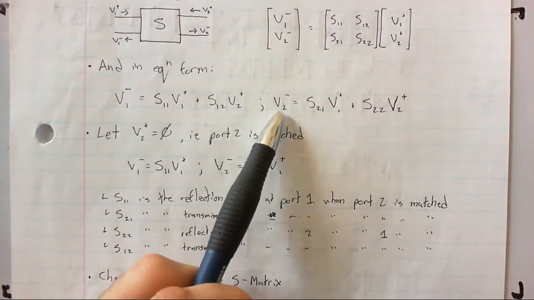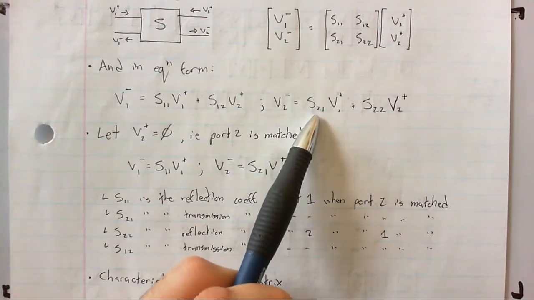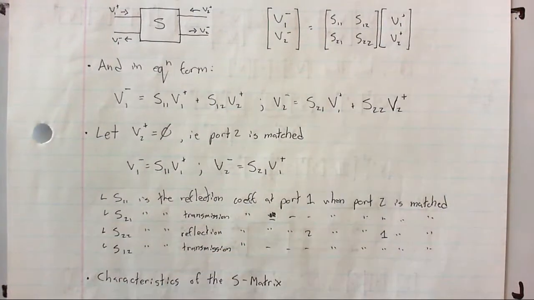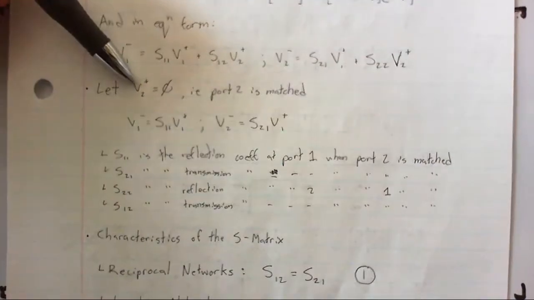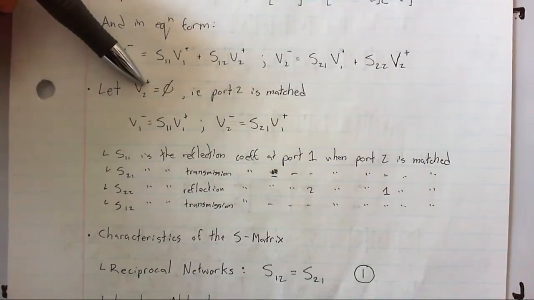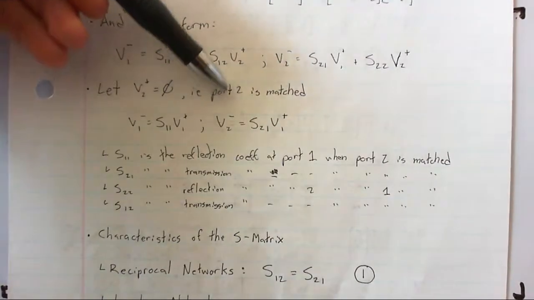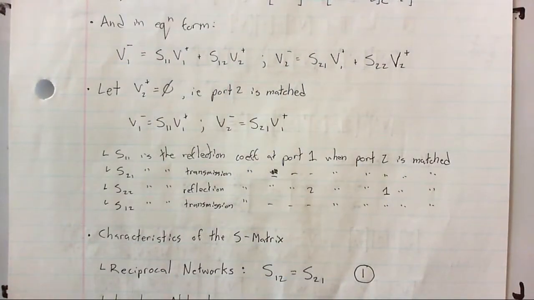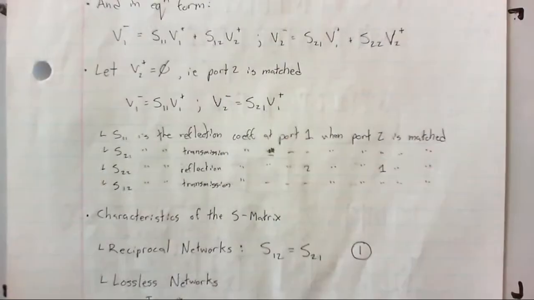And then by symmetry, the output of port 2 is going to be equal to the transmission from port 1 plus the reflection from port 2. So let's say that the input from port 2 is 0. So port 2 is matched. It has some sort of resistive load attached to it that is of matched impedance to your transmission line, okay? So let's say if you've got a 50 ohm transmission line, port 2 is being terminated by a 50 ohm load. So what do we get from that?